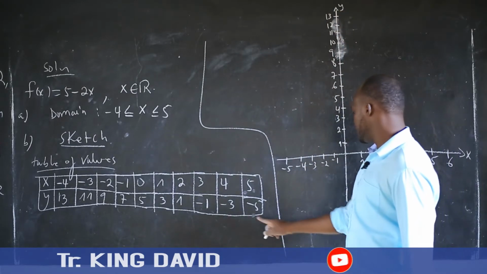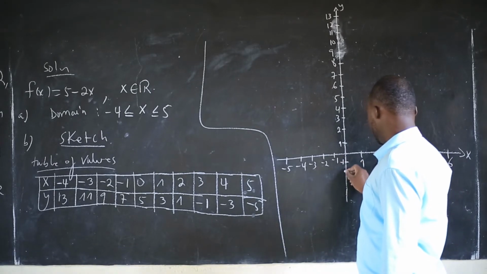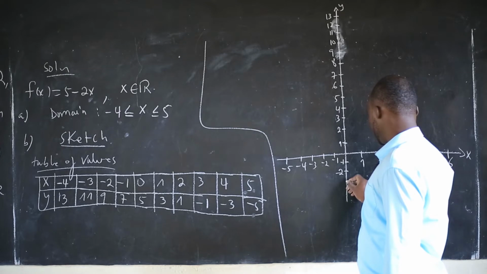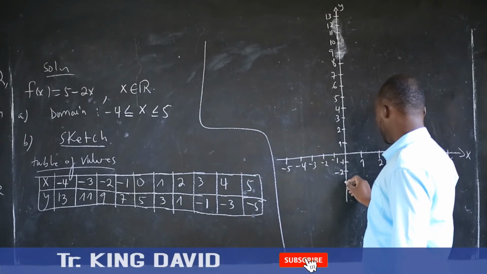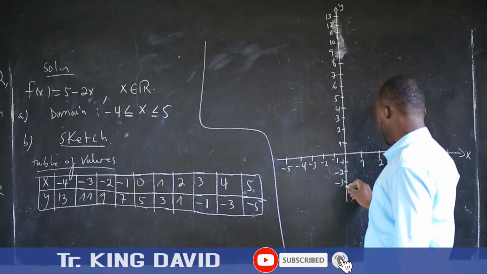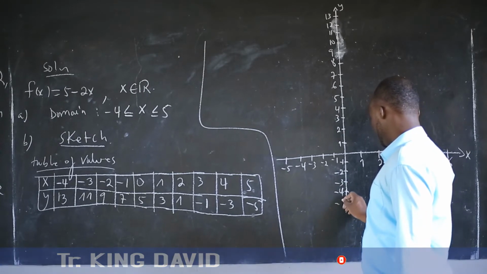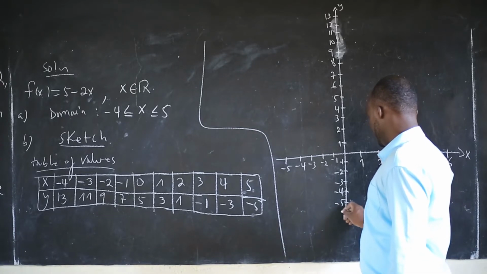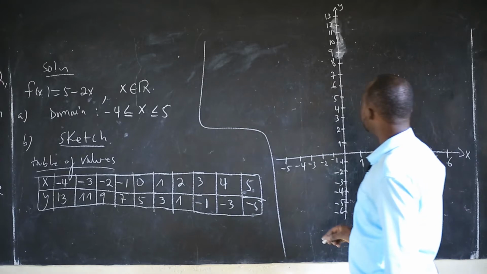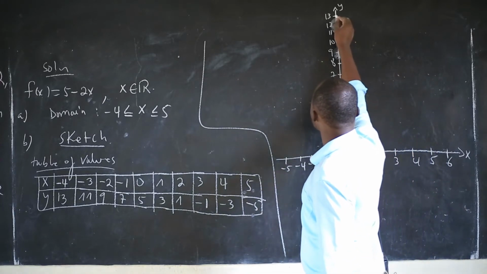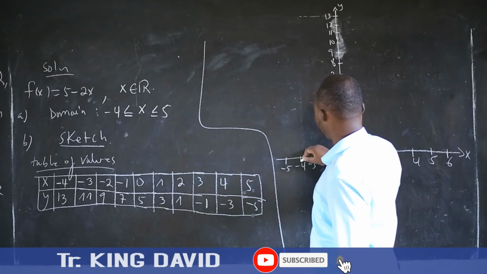On the negative side of y, we have negative 1, negative 2, negative 3, negative 4, negative 5, then negative 6. Then I have the point negative 4, 13.